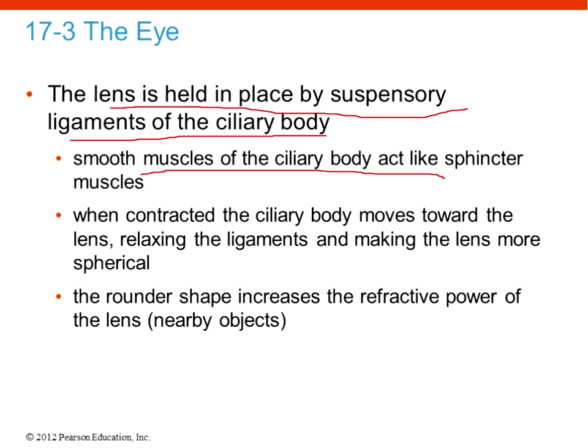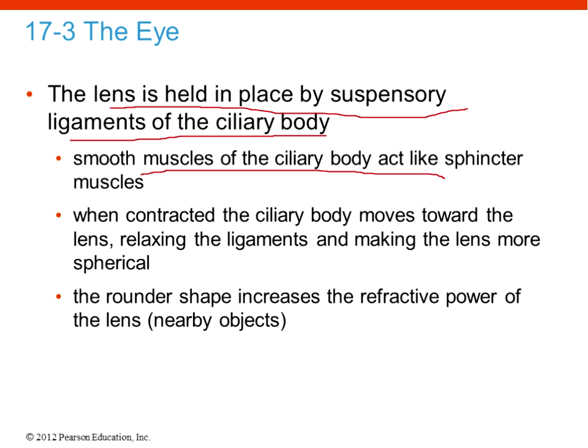If it contracts, the ciliary body is moving closer to the lens. When it moves closer to the lens, the ligaments will be a little more lax, and therefore the lens is going to be rounder or more spherical. This rounder, more spherical shape increases the refractive power and allows you to focus on things that are much closer. When something is further away, the lens needs to flatten and decrease the refractive power so you can focus on something that's further out.